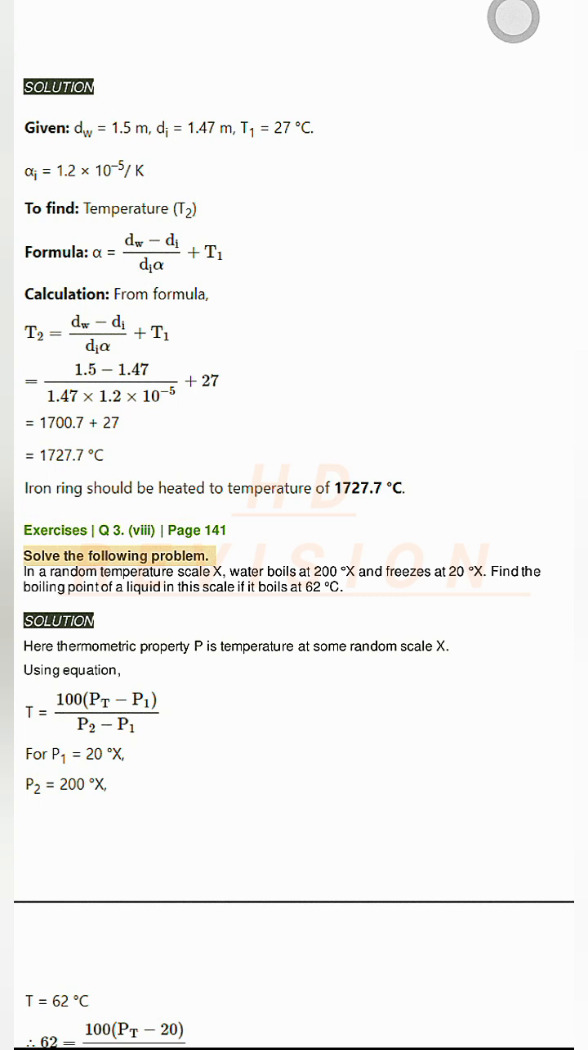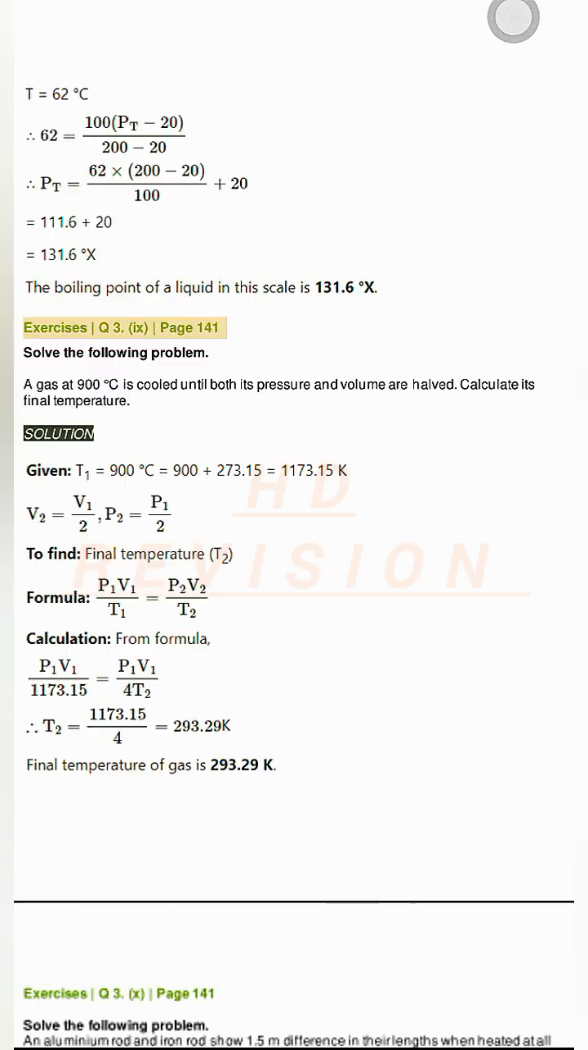Exercises Q3. B page 141. Solve the following problem. In a random temperature scale X, water boils at 200 degrees X and freezes at 20 degrees X. Find the boiling point of a liquid in this scale if it boils at 62 degrees Celsius. Solution. Here the thermometric property P is temperature on some random scale X. Using the equation. Exercises Q3. X page 141. Solve the following problem. A gas at 900 degrees Celsius is cooled until both its pressure and volume are halved. Calculate its final temperature. Solution.